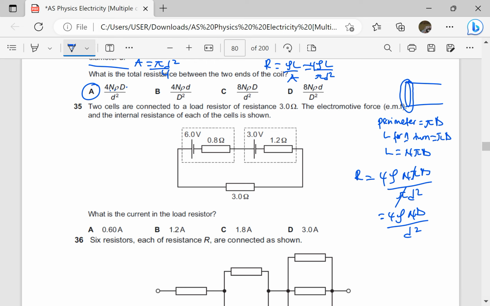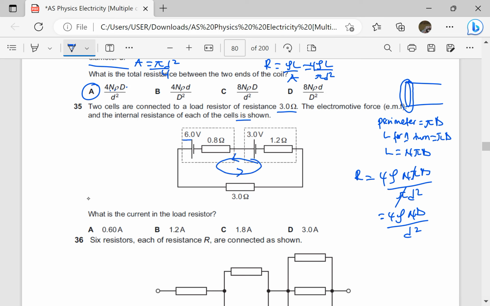Two cells are connected to a load resistor of resistance 3 ohms. The EMF and internal resistance of each of the cells is shown. What is the current in the load? So that is very easy. I just draw in one loop, which is anti-clockwise.